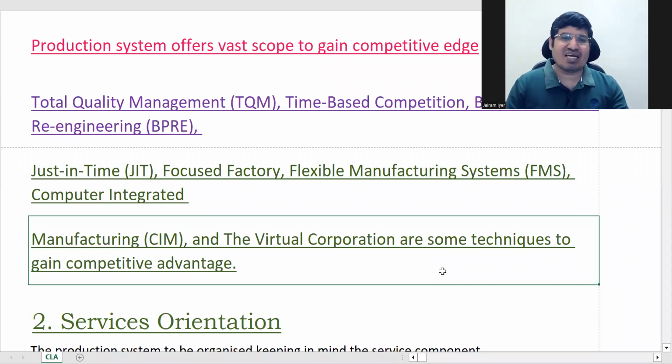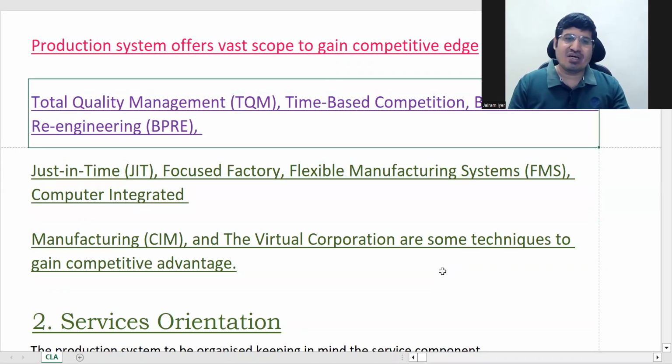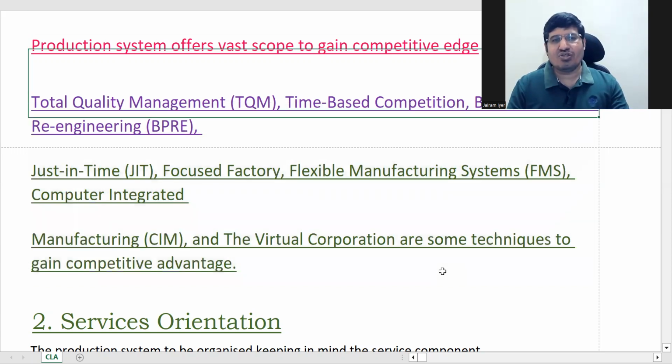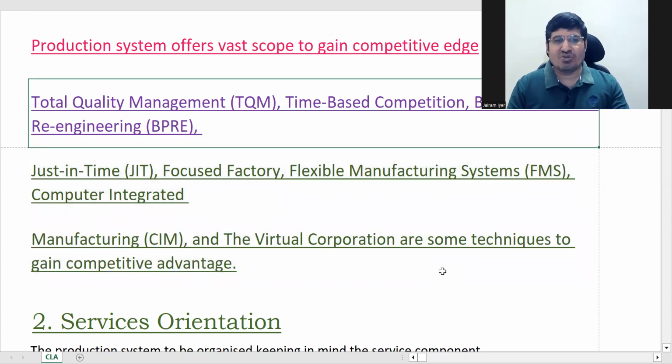So these are some of the techniques they have mentioned. You don't have to remember everything. Just remember 3, 4 of them, which you will automatically know, because those things you will study in detail, so you will be able to remember them.